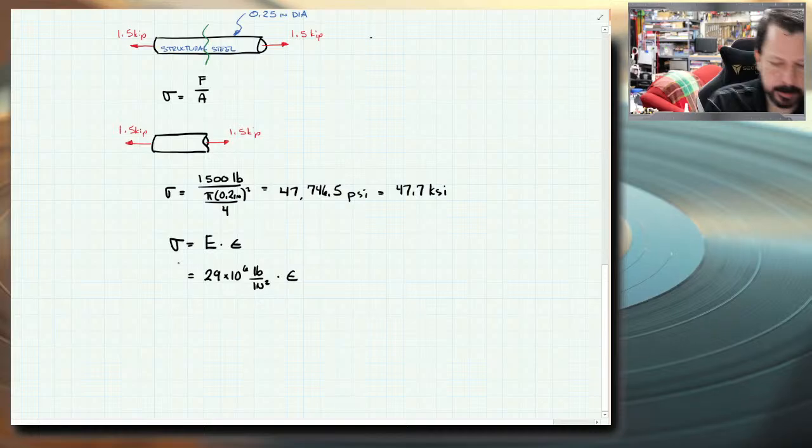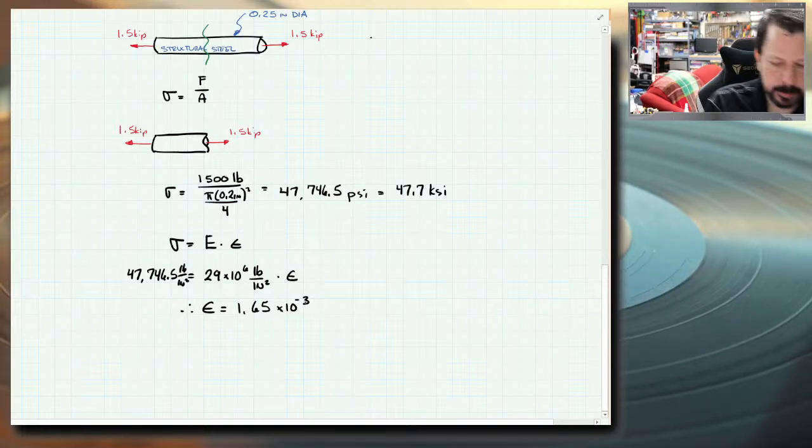And our sigma that we calculated was 47,746.5 pounds per inch squared. These units will cancel each other out. So all I need to do is take that number and divide by 29 million. And I get that epsilon, the strain, equals 1.65 times 10 to the negative third. And there are no units because it's PSI divided by PSI in this equation.